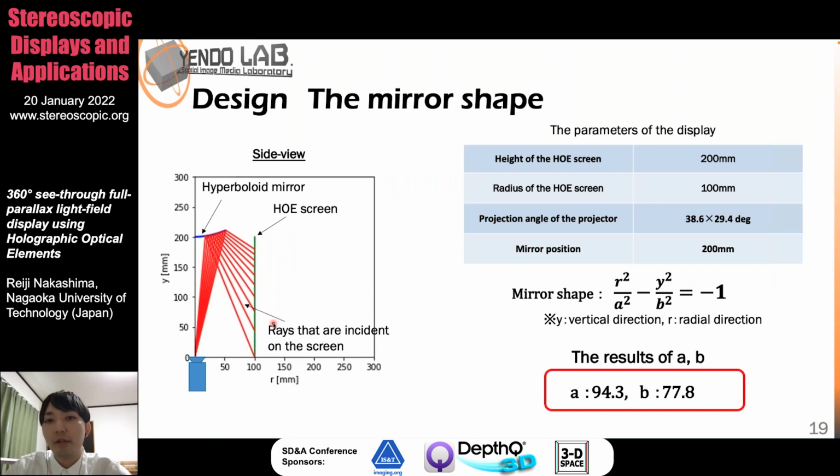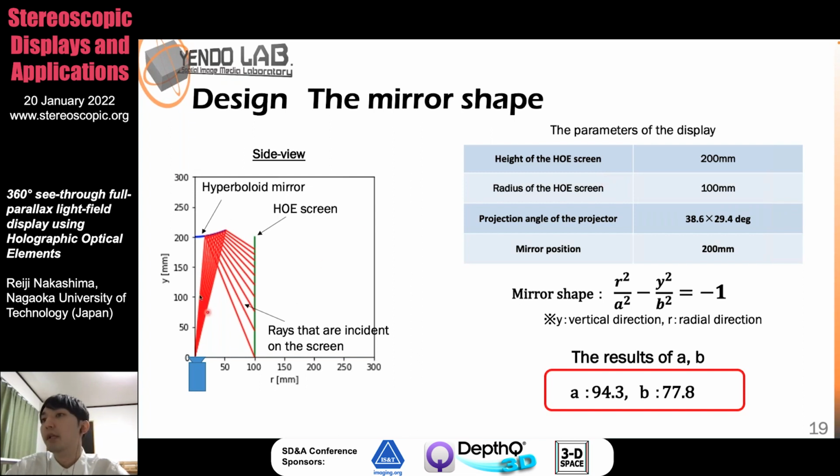The mirror shape is defined by hyperboloid function. The formula is shown here. Y is vertical direction, R is radial direction. A and B are the parameters to be calculated. Display conditions are shown in this table. Here, as the result, when A is 94.3 and B is 77.8, the difference of the pixel pitch is reduced.